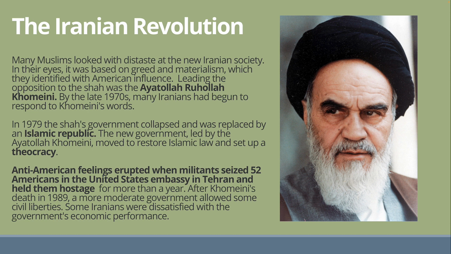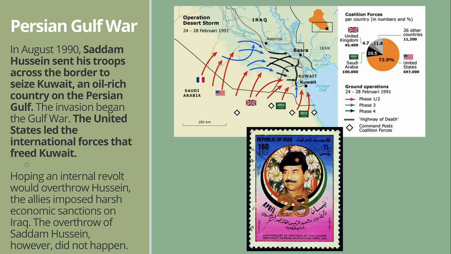There was tension between the United States and Iran because of the anti-American feeling that stirred up in Iran, and that erupted when militants in Iran seized Americans in a hostage situation in the embassy in Tehran, and that lasted for more than a year. But eventually, after Khomeini's death in 1989, a more moderate government came in with more civil liberties, more democratic means of government. Let's talk about the Persian Gulf War.